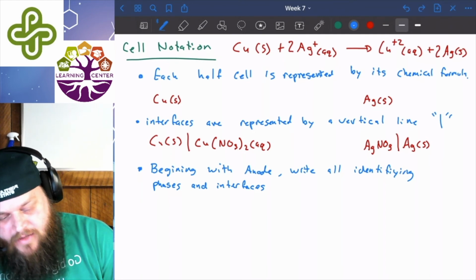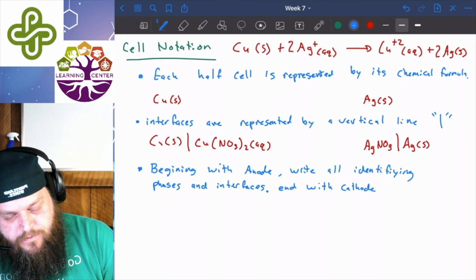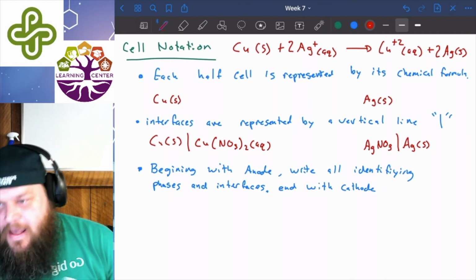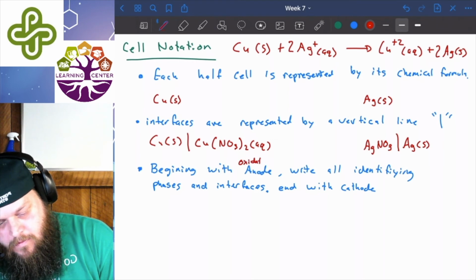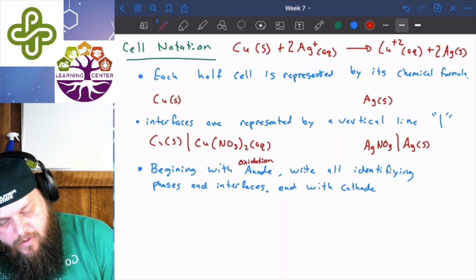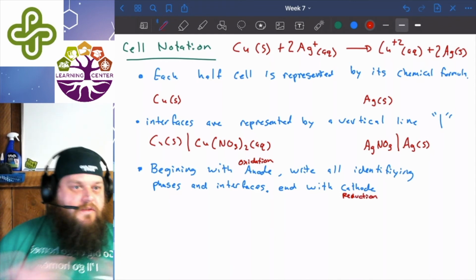And then I can just say end with the cathode. And remember that the anode is going to be our oxidation. The cathode is going to be our reduction. And remember, the oxidation is losing the electrons.